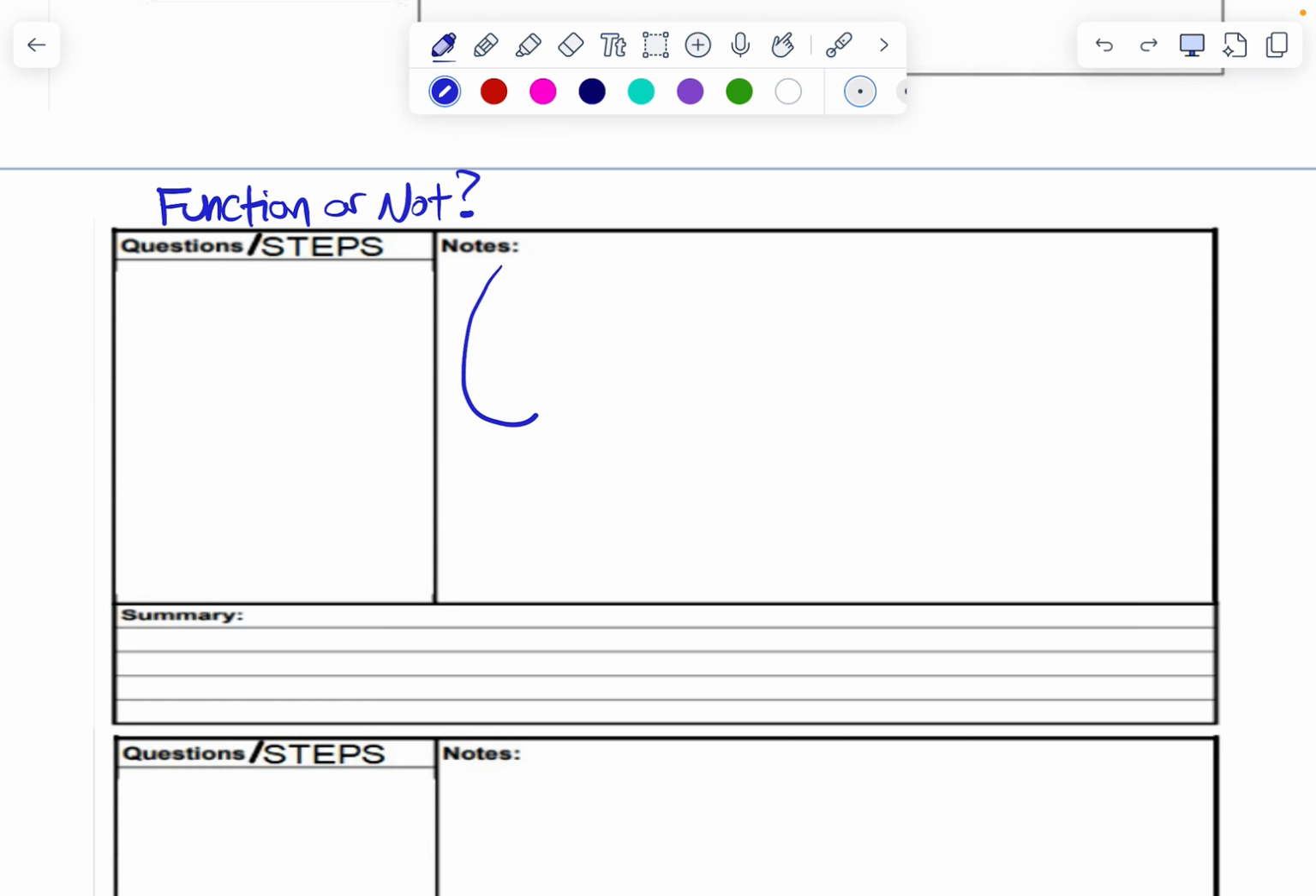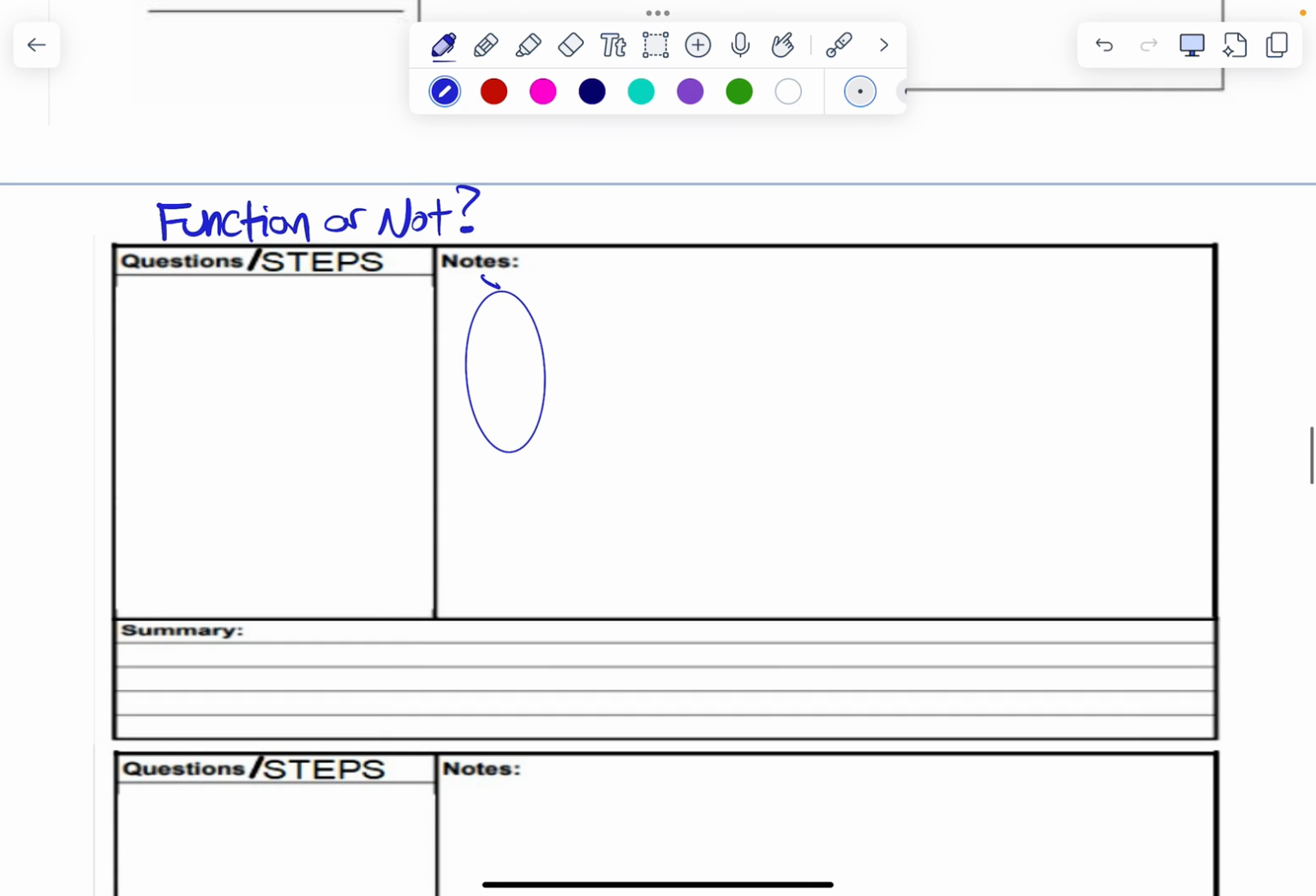Blech. It's supposed to be an oval. Wonder if I could actually draw an oval. You're drawing an egg. There we go. Yellow. Just do your best. That was such a bad oval, it didn't even know it was an oval. It thought it was a rectangle.